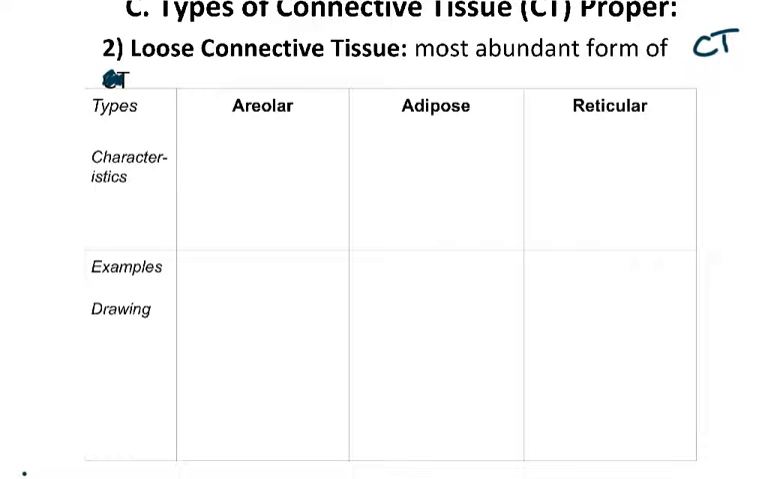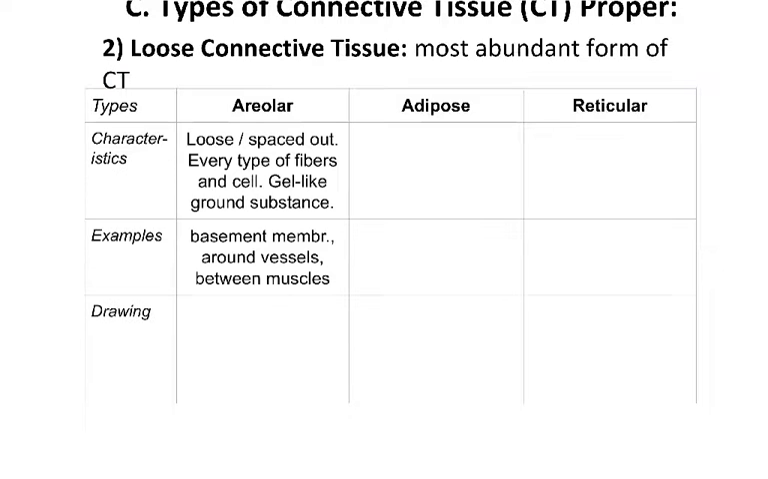It really is a sticky foundation found throughout your body. All right, so we have three main types called areolar, adipose, and reticular. Areolar, adipose, and reticular, I would say, are the most common tissues found in your body, because they really are found especially underneath your skin in large amounts. All right, so let's go over it.